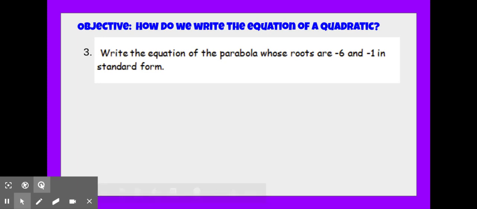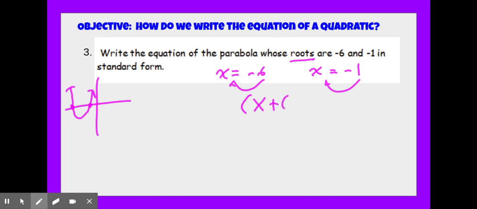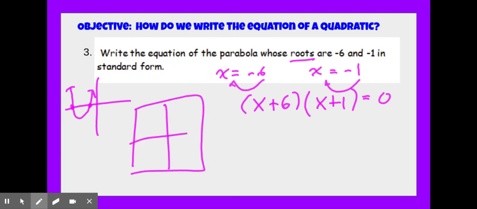Write the equation of the parabola whose roots are negative 6 and negative 1. So again, all that means is your roots are where x is equal to those points, or where it crosses that x-axis at negative 6 and negative 1. It looks something like this. Negative 6, negative 1, those are your roots. And we work backwards. So we're going to move those numbers over to get our factors. We get x plus 6, x plus 1 equals 0. And then we do our double distributive property to get it in standard form.